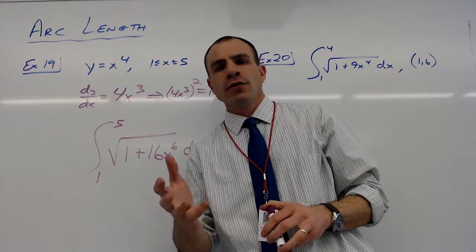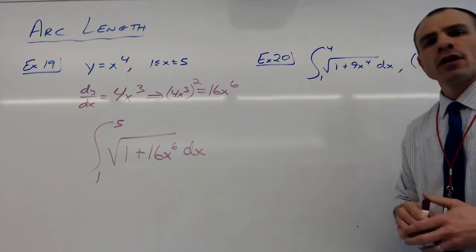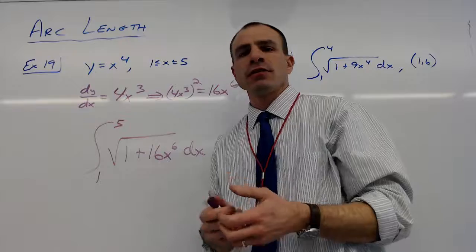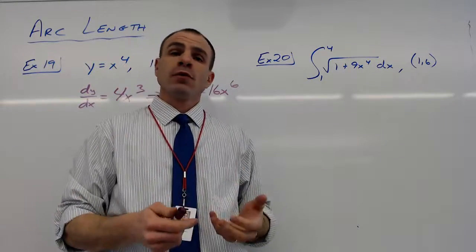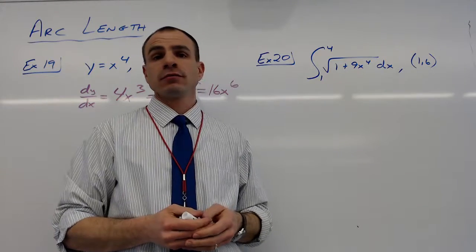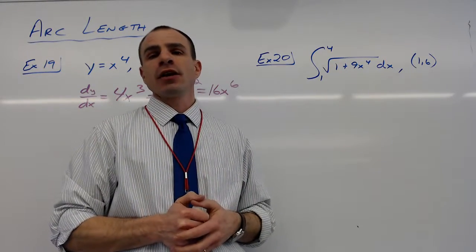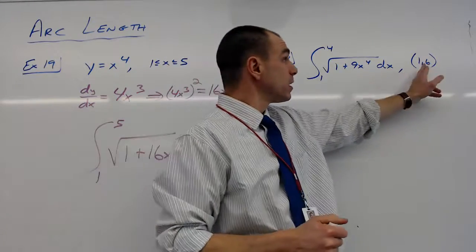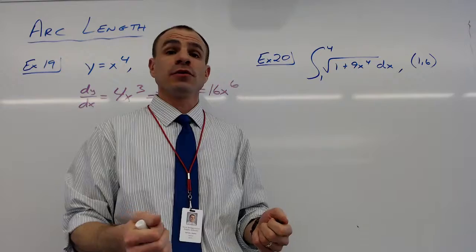And then with example number 20, we're kind of going in reverse. We have the length of the arc given by this integral right here, and the question is, what's the equation? We can find the specific function as long as we have an initial condition, and that initial condition is the point (1, 6). So let's go ahead and do this in reverse.